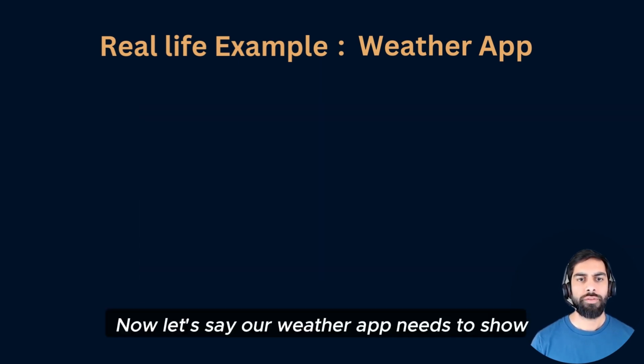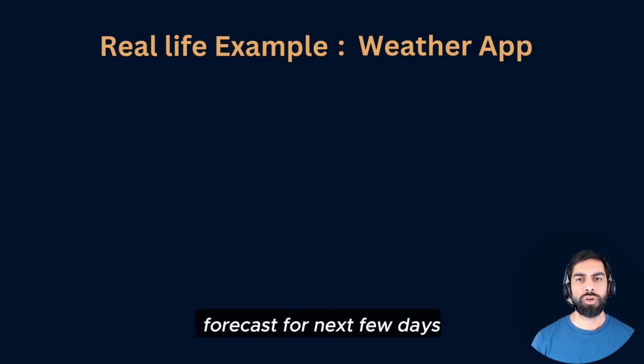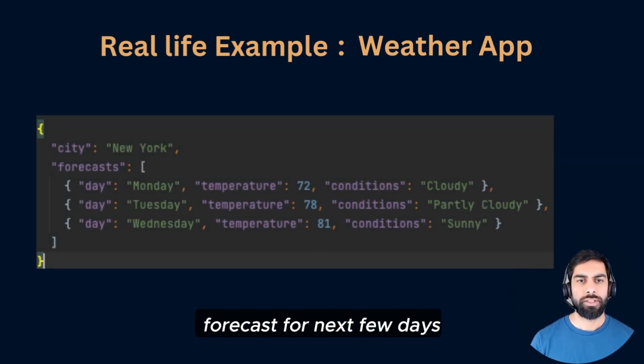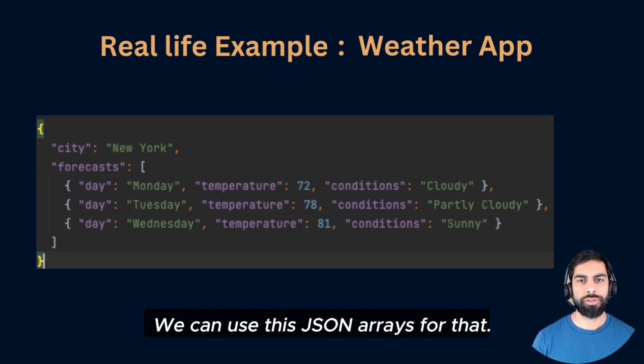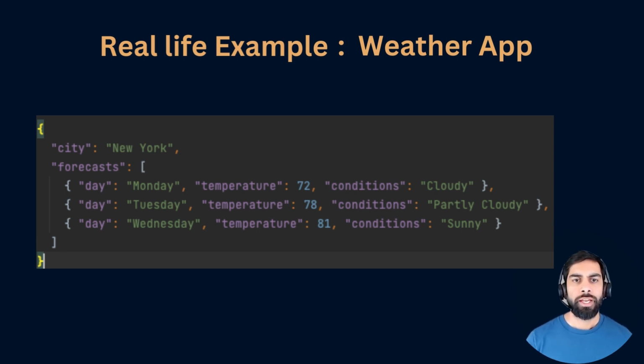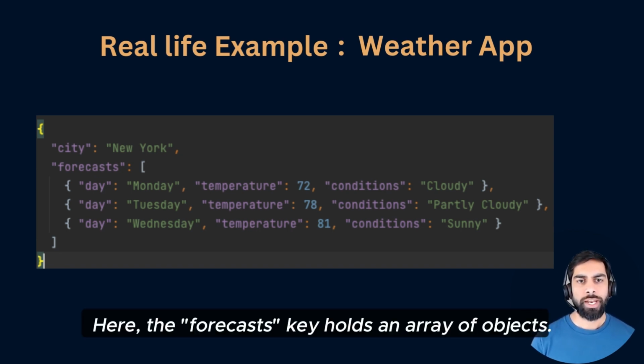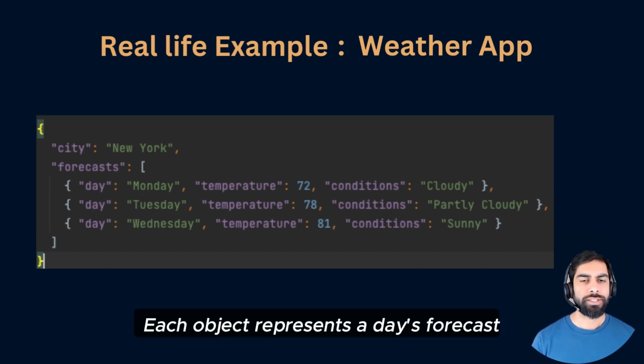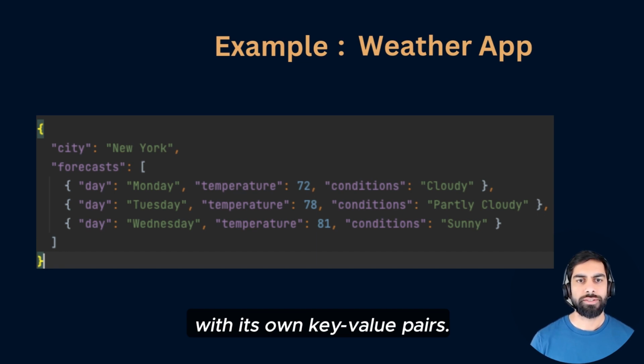Now let's say our weather app needs to show the forecast for the next few days. We can use a JSON array for that. Here the forecast key holds an array of objects. Each object represents a day's forecast with its own key value pairs.